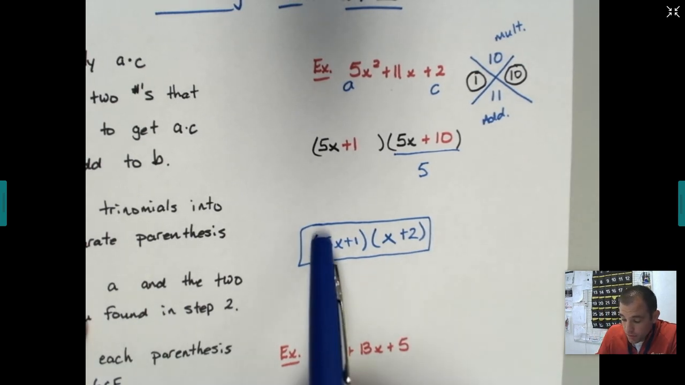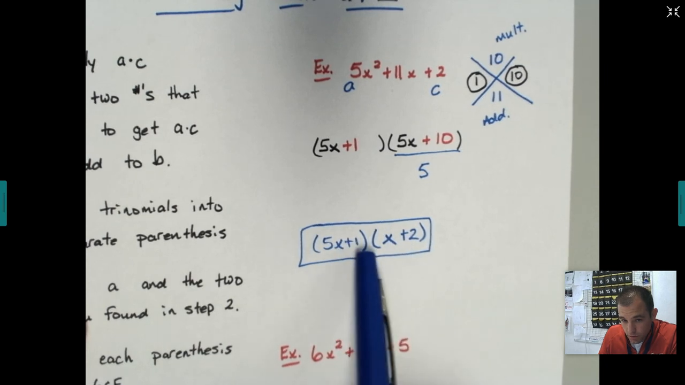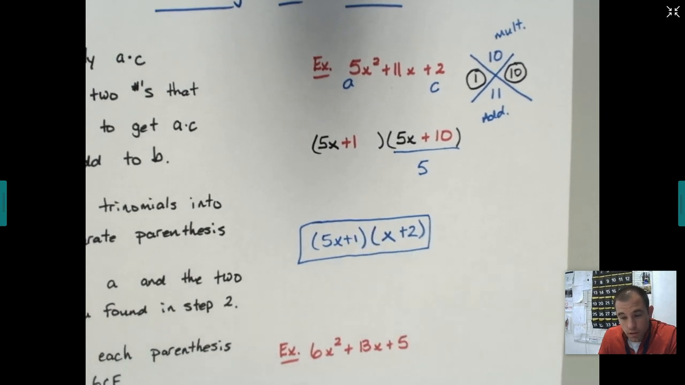And again, if you're stuck, you could multiply it back out. 5x times x, 5x times 2. 1 times x, 1 times 2. Okay? So you could multiply it back out. All right, let's try another example here.